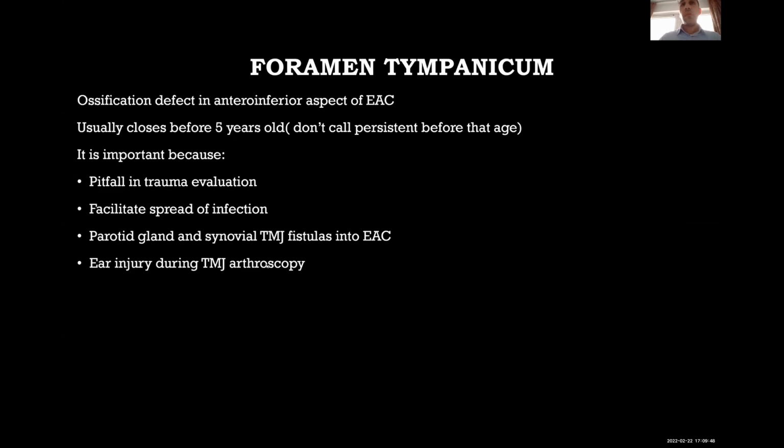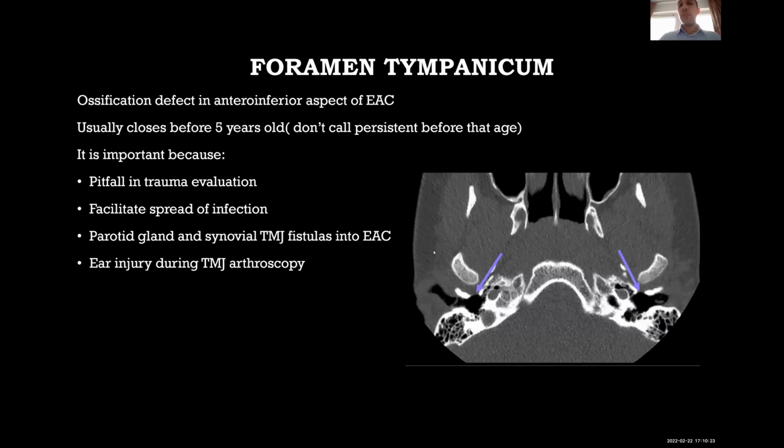Foramen tympanicum is a defect in the antero-inferior aspect of the external auditory canal. It could be mistaken for a fracture if there is a history of trauma. It facilitates spread of infection. It can fistulate into the parotid and the synovial TMJ. Don't forget, because this is a defect, it can cause ear injury during TMJ arthroscopy. It is very rare.